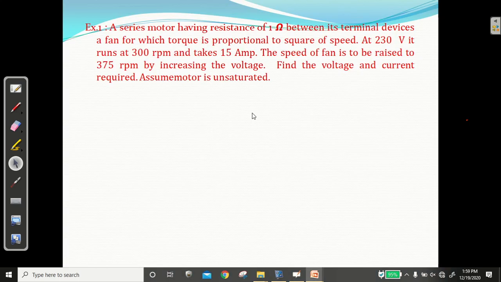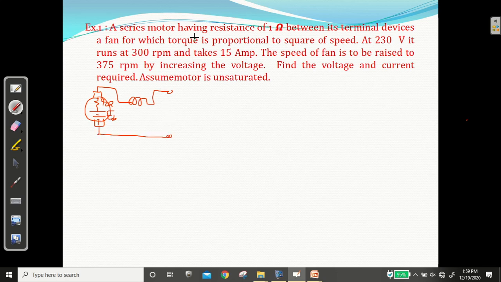A DC series motor is given. So I am going to draw the DC series motor. This is the DC series motor. This is EB, RA, and this is the series field winding. It is given as having a resistance of 1 ohm between its terminals, that is RA and RSC combined is given as 1 ohm between the terminal VT. Okay, 1 ohm.